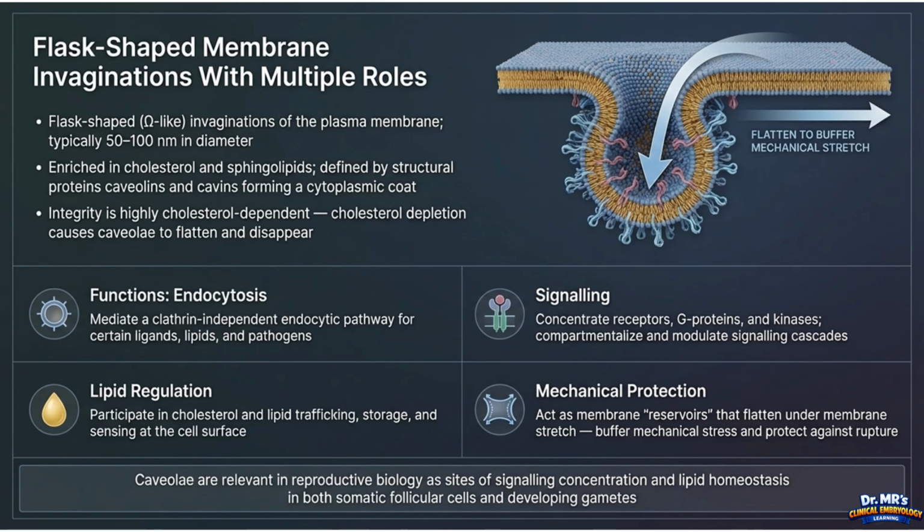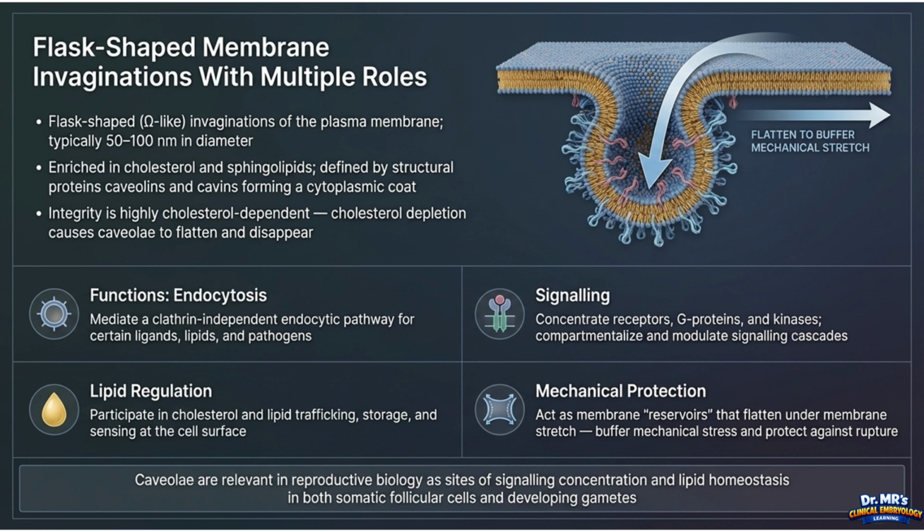What do caveolae do? They serve several distinct functions. In endocytosis, they provide a clathrin-independent pathway for internalizing certain ligands, lipid-modified signaling molecules, and some pathogens. In signaling, they concentrate receptors, G proteins, and kinases in a spatially restricted compartment, allowing exquisitely controlled signal modulation, sometimes amplifying signals by bringing components together, sometimes attenuating signals by sequestering components away from the main membrane.